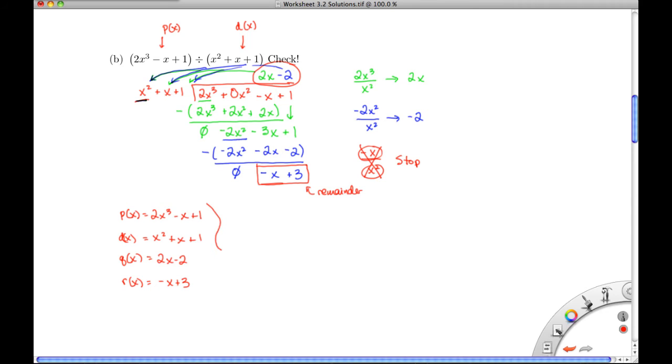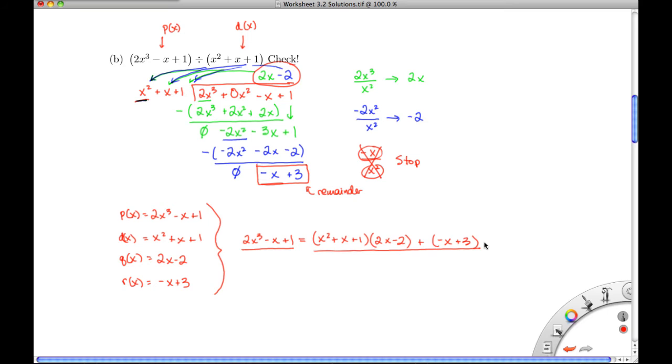And we can take each of these to get the final step, which is to rewrite p of x. So we know that p of x, 2x cubed minus x plus 1, should be equal to d of x, which is x squared plus x plus 1, times q of x, which is 2x minus 2, plus r of x, which is minus x plus 3. So this cubic polynomial can be rewritten and broken down into those three terms in that manner.